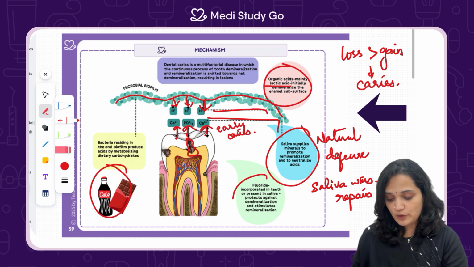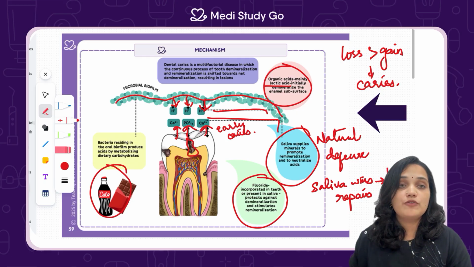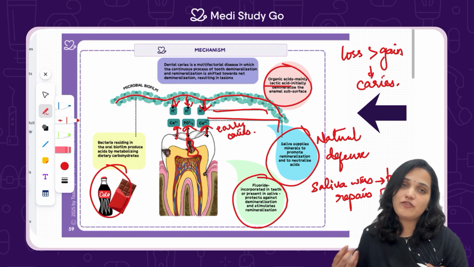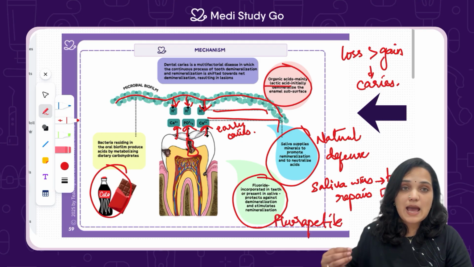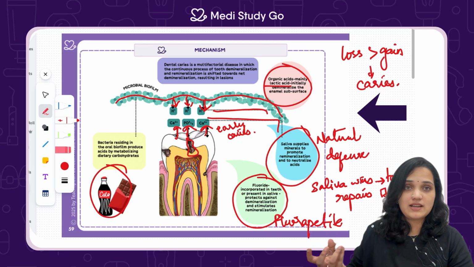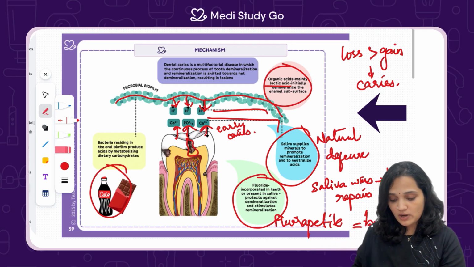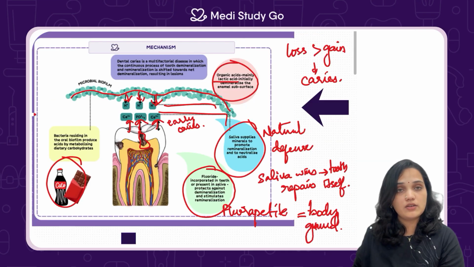Next is fluoride. Fluoride gets incorporated into the enamel and forms fluorapatite. This makes enamel more acid resistant and it enhances remineralization. So think of fluoride as the bodyguard of the enamel.